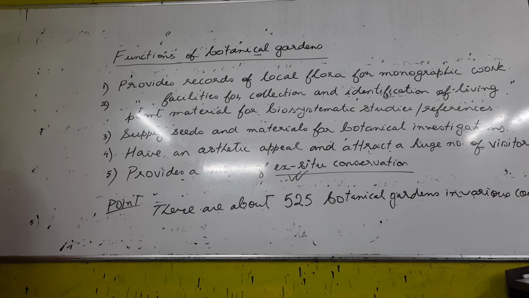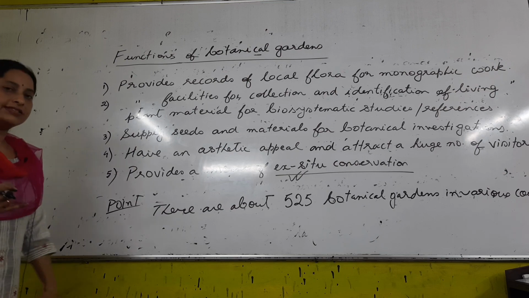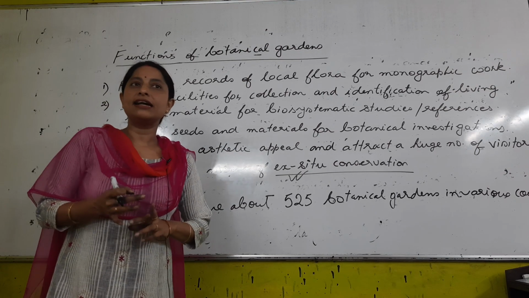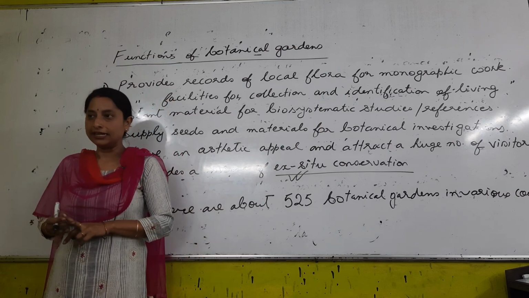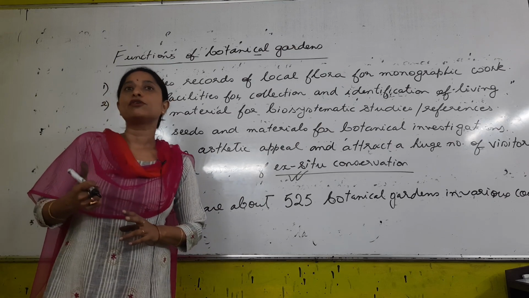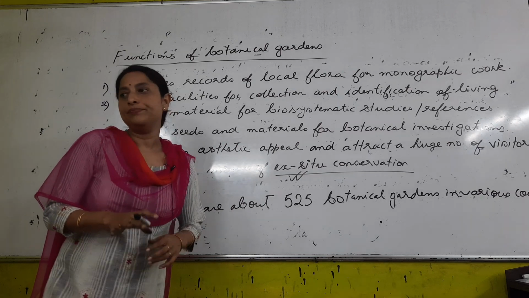So this is all about the first taxonomic aid, that is a botanical garden. Botanical garden, key points important. First is the word ex situ conservation. Second, Indian Botanical Garden or National Botanical Garden, and Lloyd Botanical Garden. Largest botanical garden, Kew, England. Right?